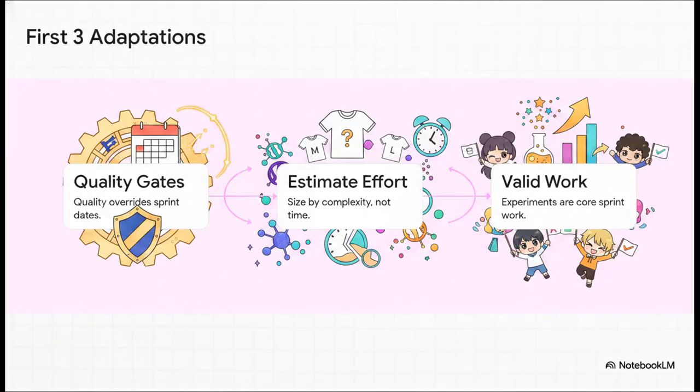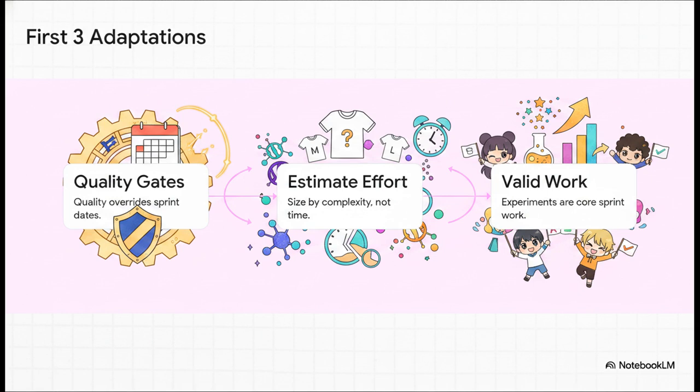Whichever framework you ultimately select, there are some non-negotiable operational rules you absolutely must adopt. Number 1, quality gates override sprint dates. If a sprint ends and your model hits 78% accuracy when your agreed threshold was 80%, you do not ship it. Period.